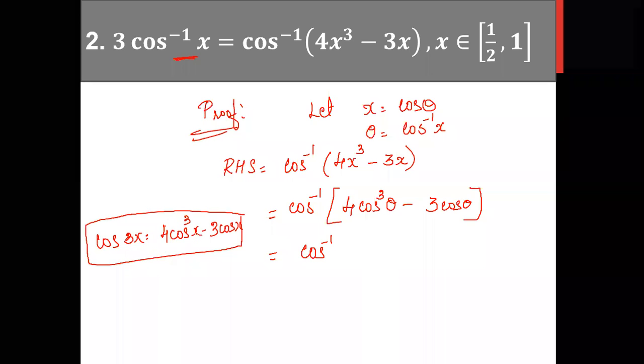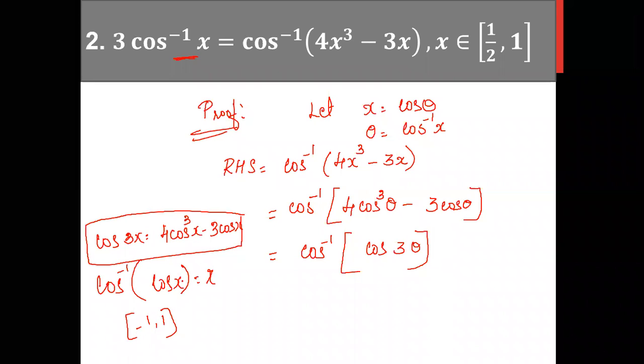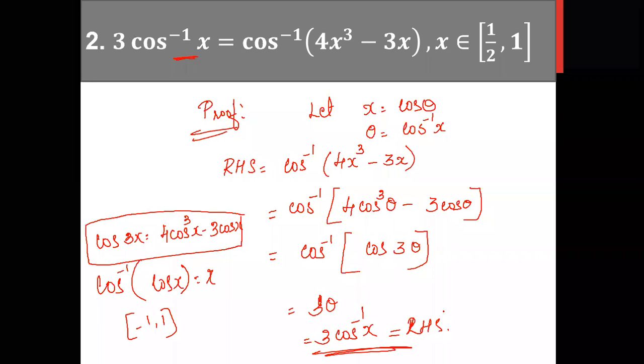Cos 3x is equal to 4 cos cube x minus 3 cos x. Here in place of x it is theta, so it should be cos 3 theta. But we know that cos inverse of cos x is equal to x, provided x belongs to the interval minus 1 comma 1. Here also x belongs to 1 by 2 comma 1. So that is cos 3 theta, and theta is nothing but cos inverse x, so it is 3 into cos inverse x. That is our LHS. I hope everyone has got the answer.